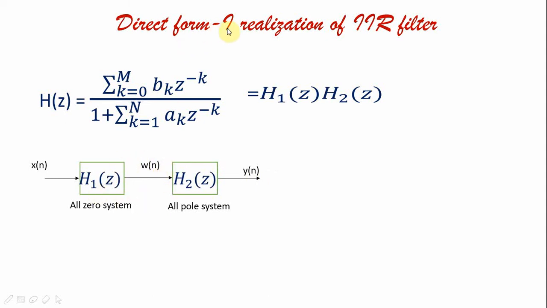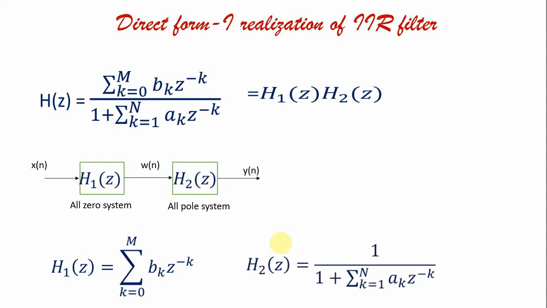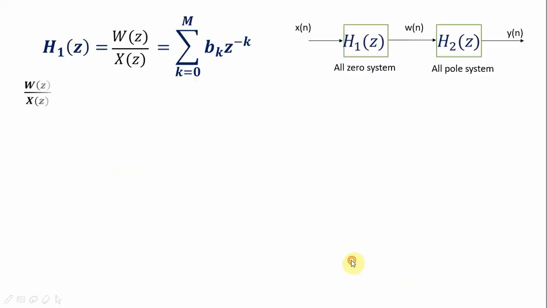And for realizing it in direct form 1, we choose H1 of z and H2 of z such that H1 of z consists of all zeros of H of z and H2 of z has all poles of H of z. So our H1 of z consisting of all zeros of H of z is sigma k 0 to M bk z power minus k, which is the numerator of H of z, and H2 of z consists of poles of H of z, which is 1 over 1 plus sigma k 1 to N ak z power minus k.